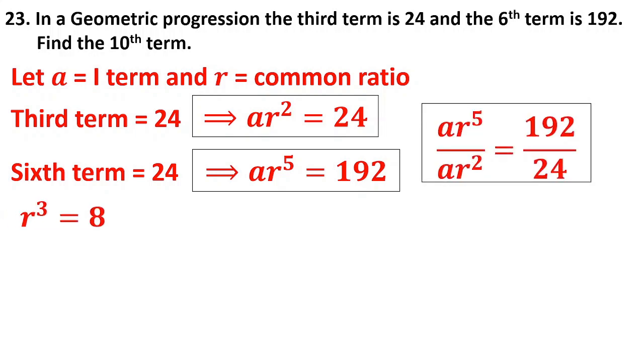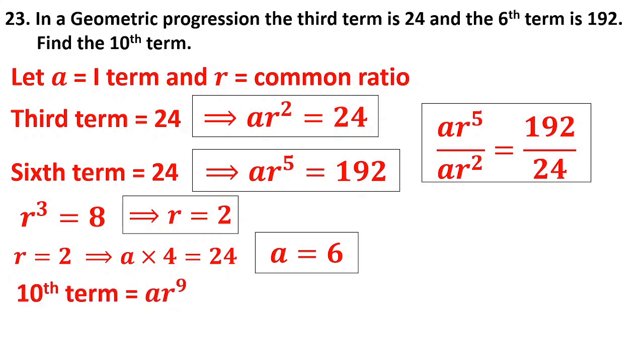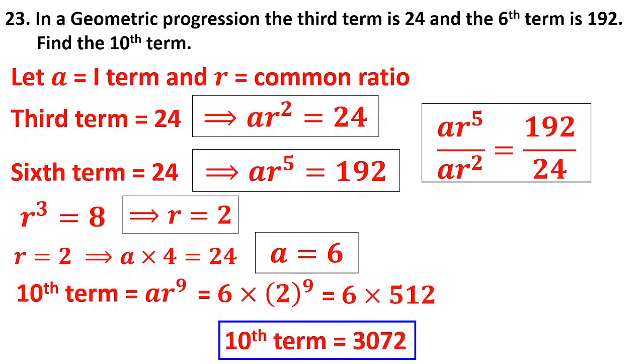Therefore, A R power 5 by AR square is 192 by 24. R cube is 8. R is 2. Therefore, we are getting A as 6 by making use of AR square is equal to 24. We are just making use of that formula and then get the value of A. We have to get the value of 10th term. Therefore, 10th term is A into R power 9, that is 6 into 2 power 9. You know the value of 2 power 9. It is 512. Therefore, the final answer is 3072.